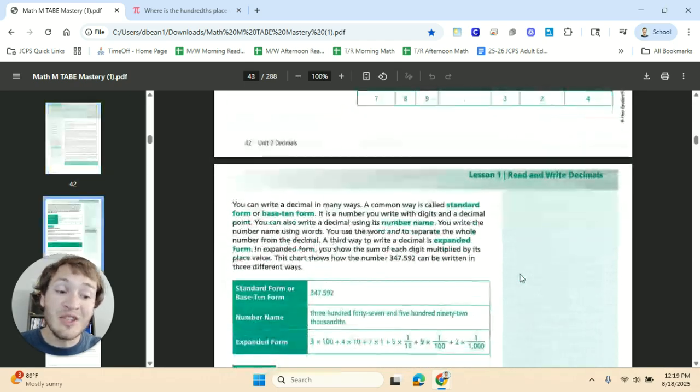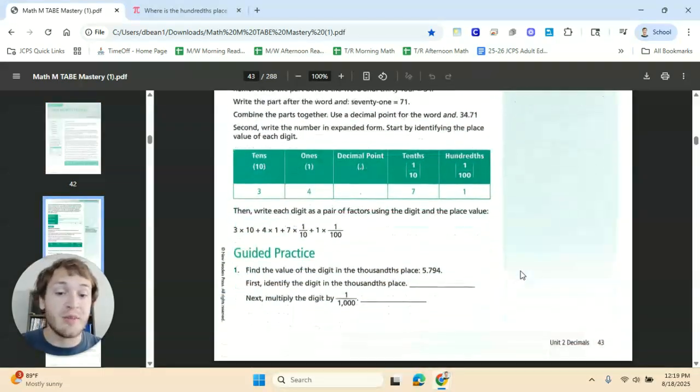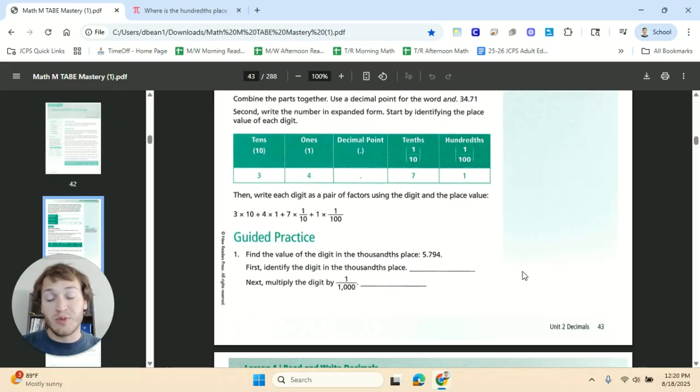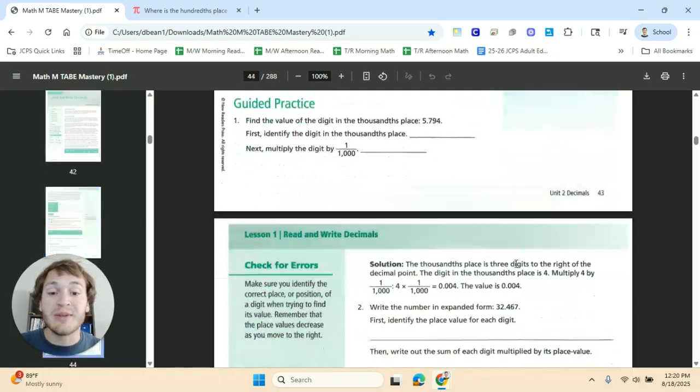Right? That's actually the bulk of this lesson. We did not spend a lot of time on this in class. It's really just that you have to learn the names of the place values. And here's why.